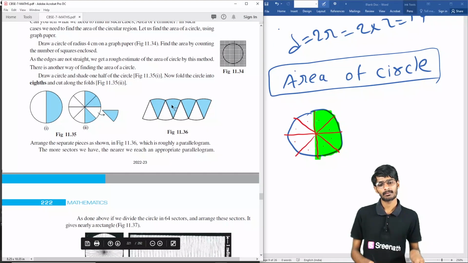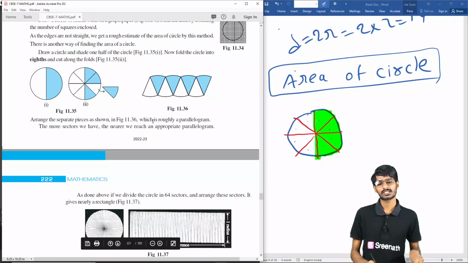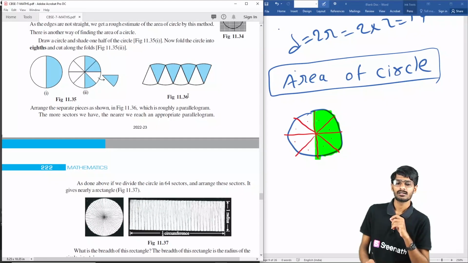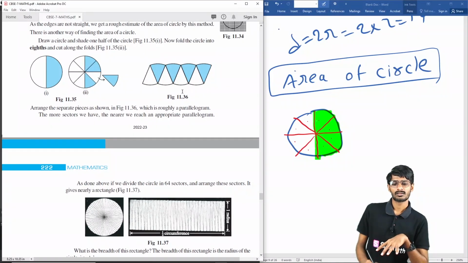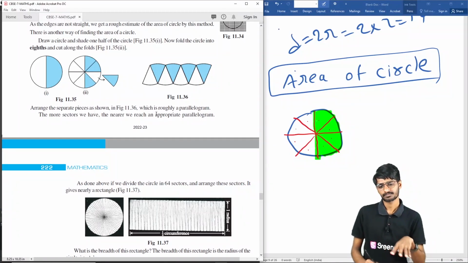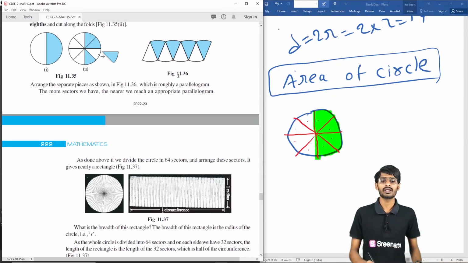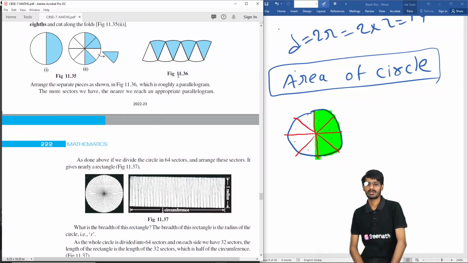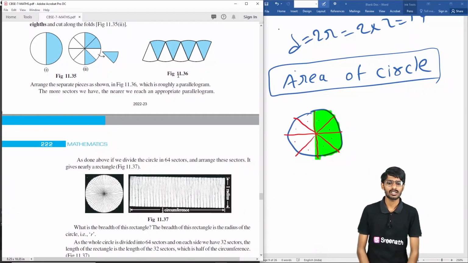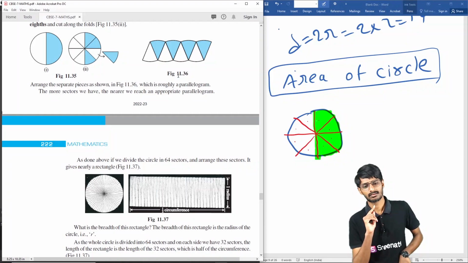So you will get a parallelogram. It is not a perfect parallelogram, it is a rough parallelogram, and it is very close to a parallelogram, students. In this way you can find the area of the parallelogram. That is one method.